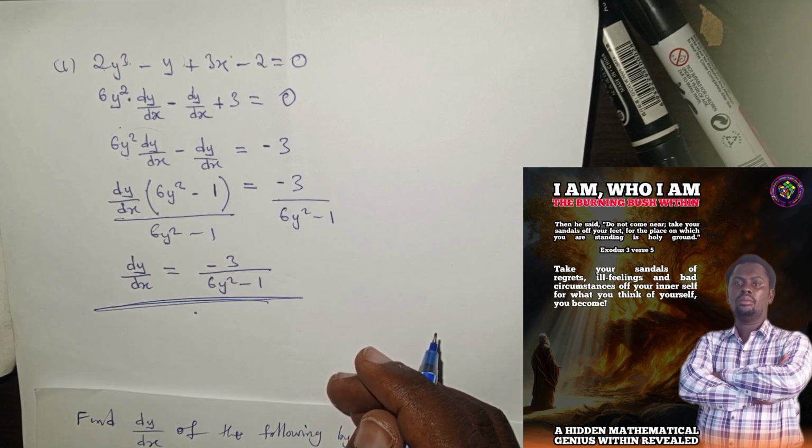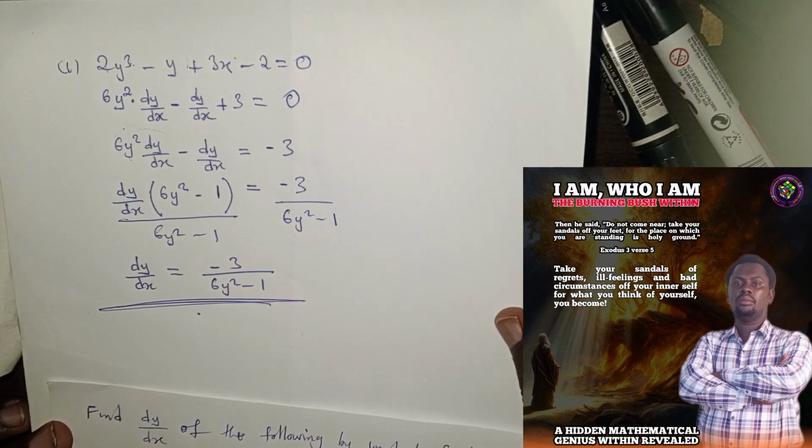So for implicit differentiation, you differentiate all the variables. Okay, we go to the second one.